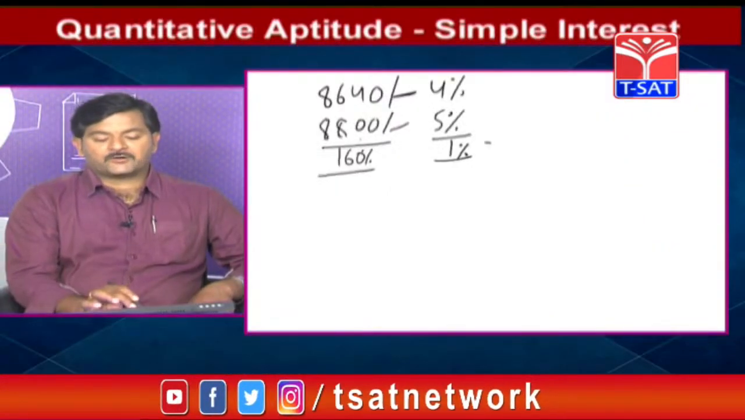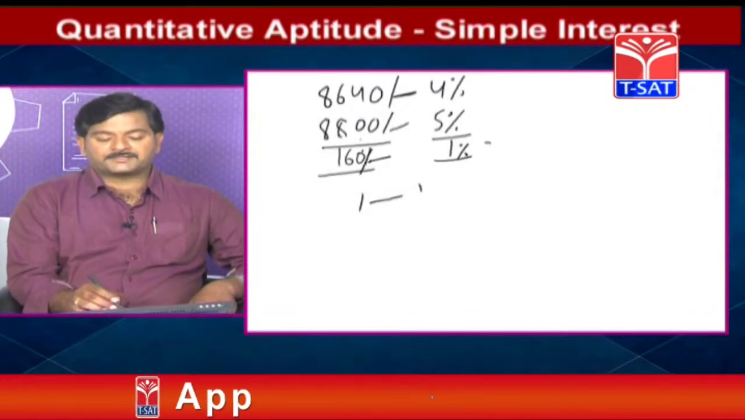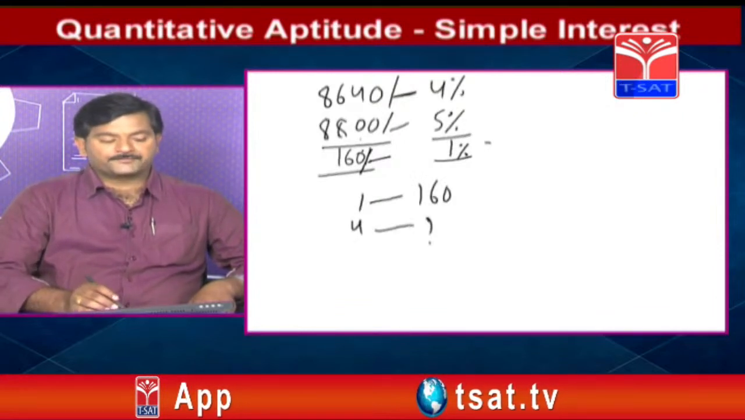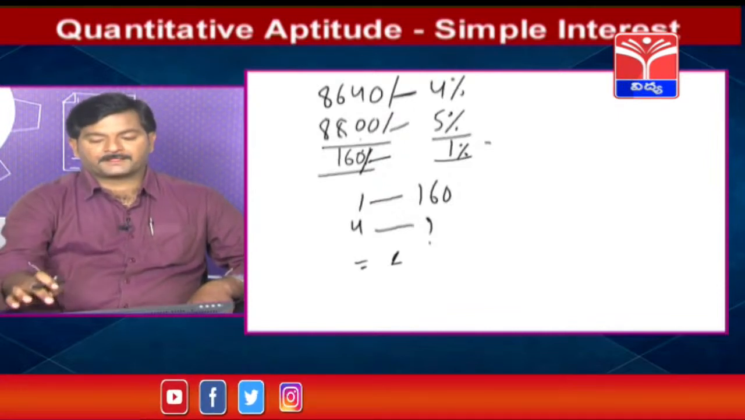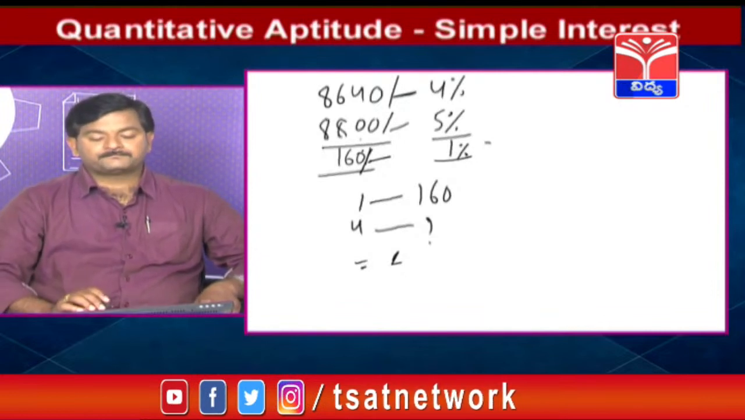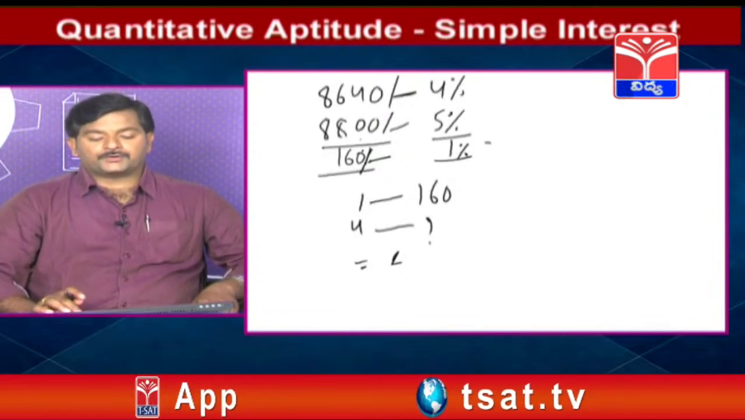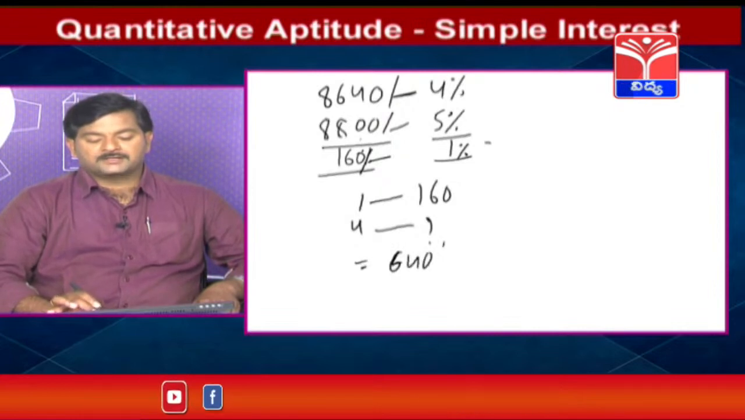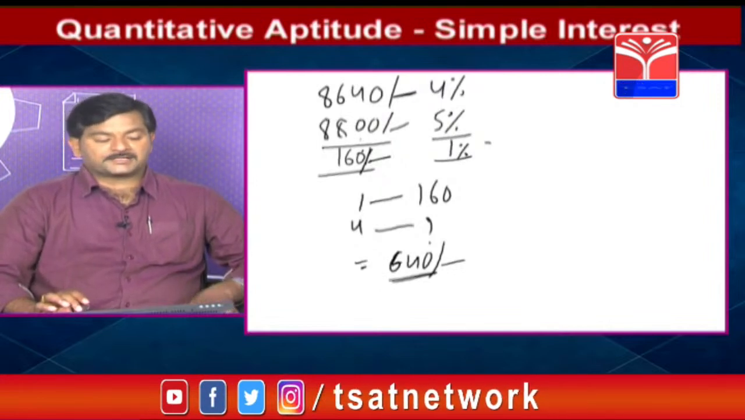So for 1% I am getting 160 rupees. If for 1% I am getting 160 rupees, then for 4% it would obviously be 640 rupees. I hope you are getting 640 rupees. So from this, 640 is clearly the interest.